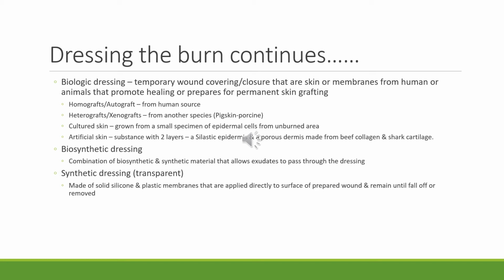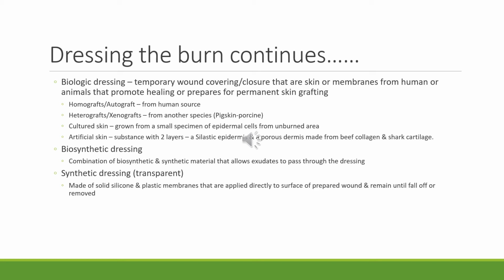So the different categories that fall underneath that include homografts or autografts. That is from a human source. Just note those are very costly, and you have high risk for bloodborne transmissions with that. There's heterograft or xenograft, and that's another species. However, that happens to come from pig skin, known as porcine.